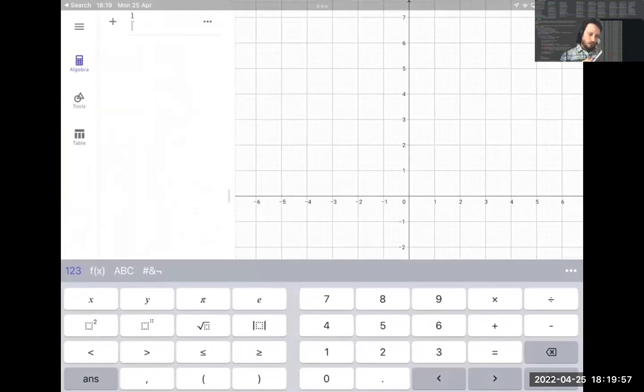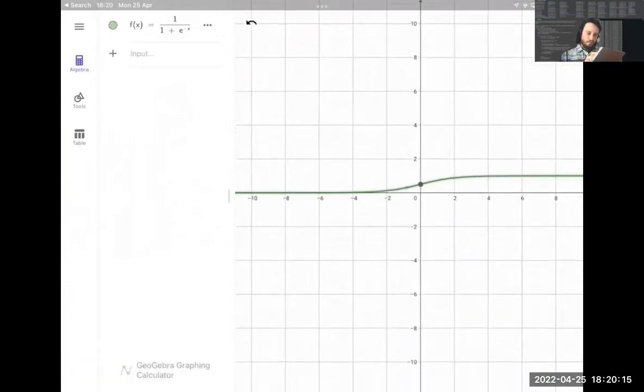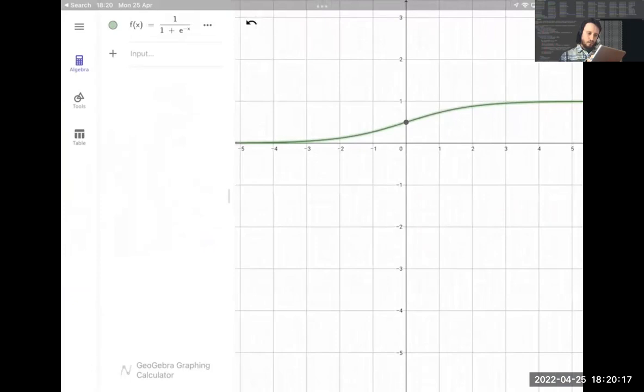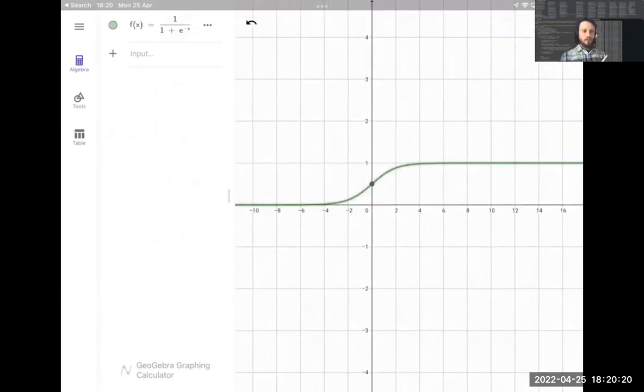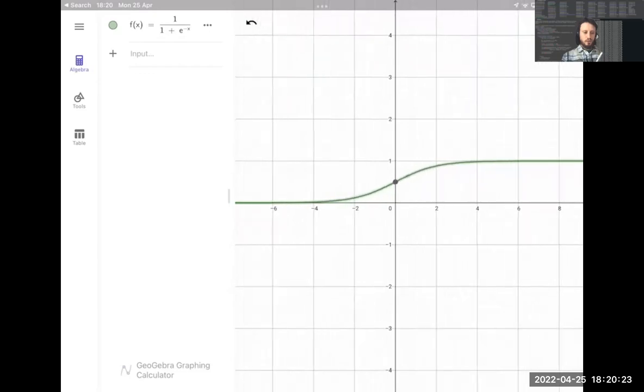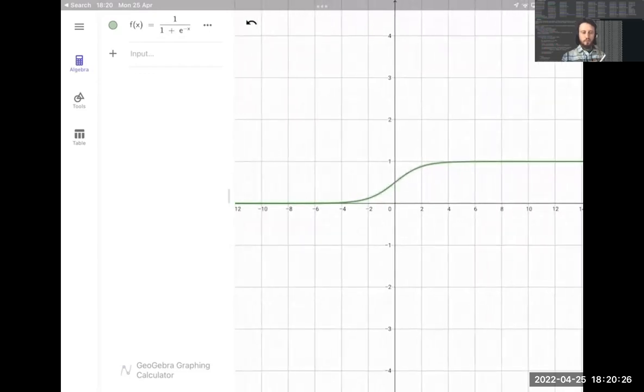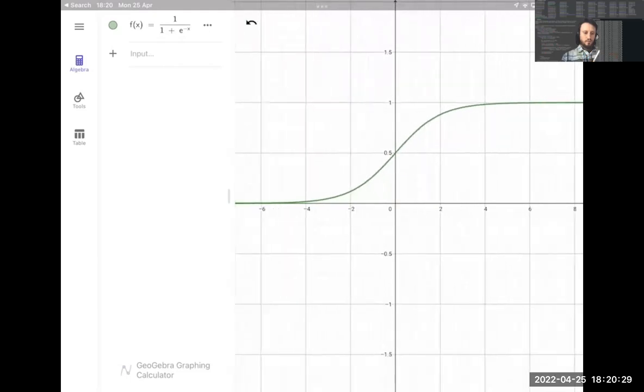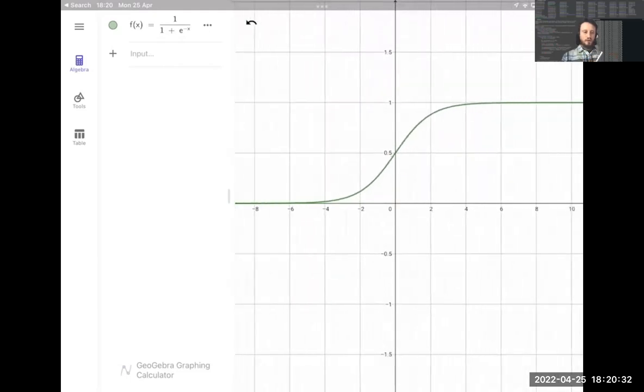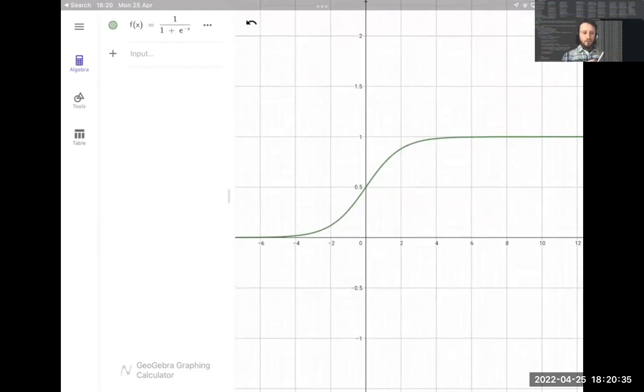1 over 1 plus e to the power minus x. Yeah, here we are. This is our sigmoid, and you see that it behaves exactly as we discussed. It takes values from zero to one, and it increases, and it has these horizontal asymptotes.